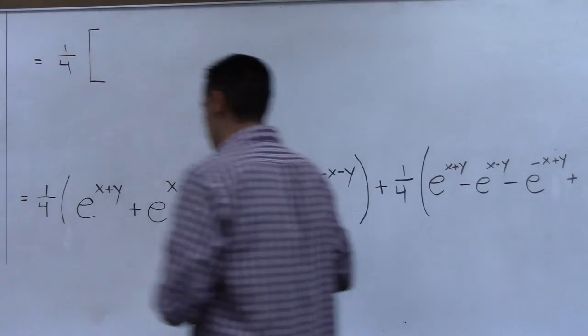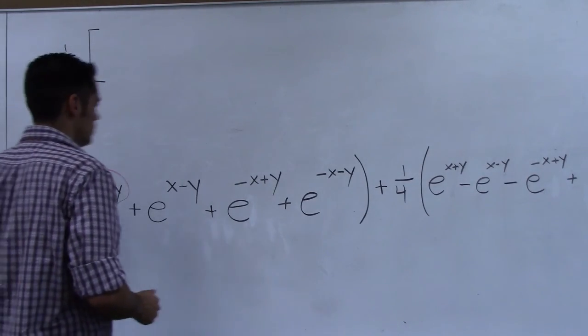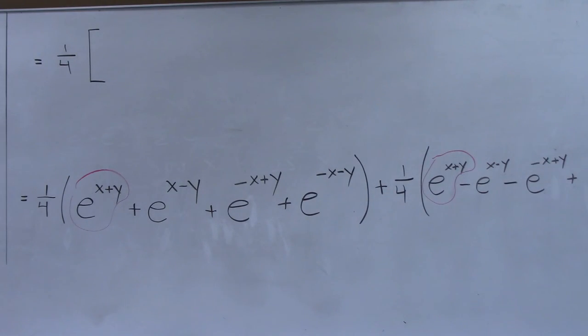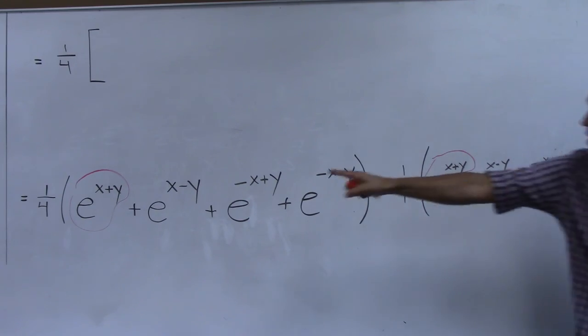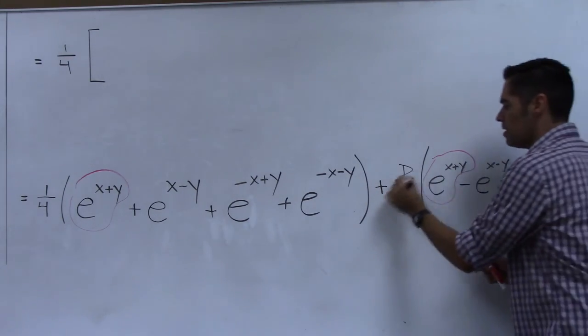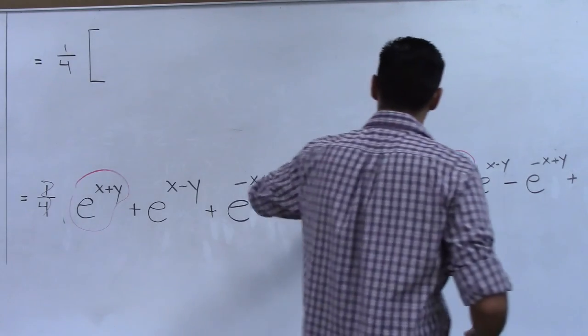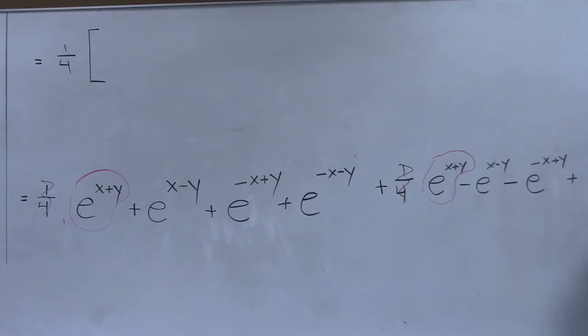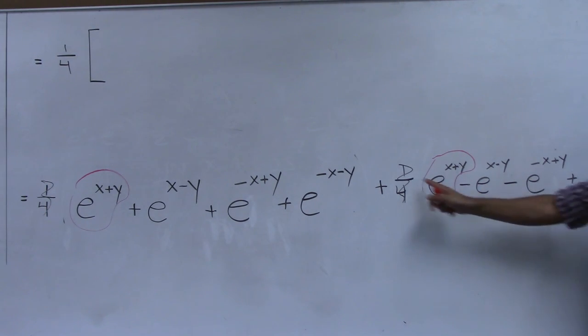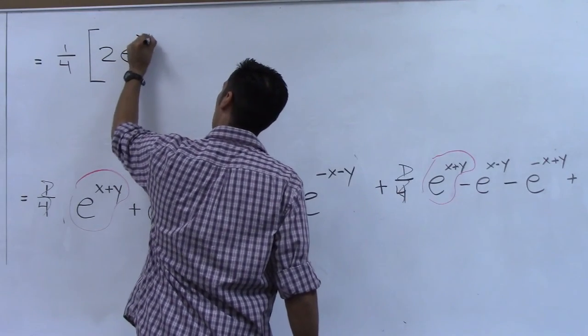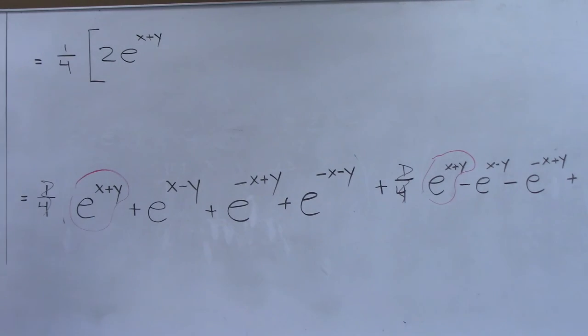Tell me about this one. I have two of those, don't I? Remember, the 1/4's gone, right? So I have one of them over there. I'm going to add to it another one. The parentheses can actually go away because we've taken the 1/4 out. Trying to save myself from having to write this whole thing over again. So I've got two of these, right? So I'm going to put 2 e to the x plus y. Okay, that takes care of those.